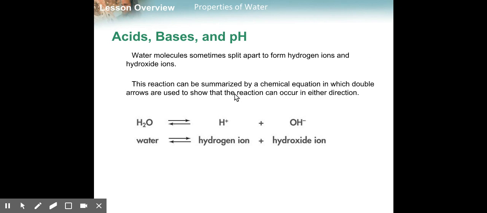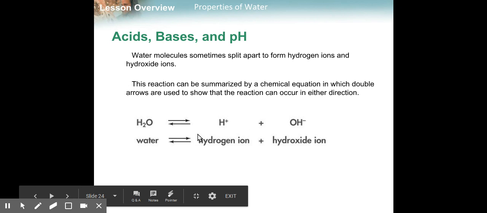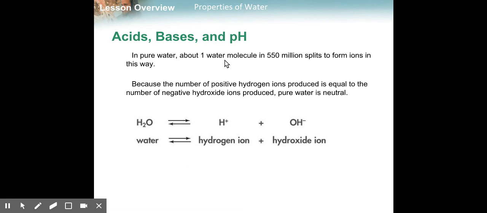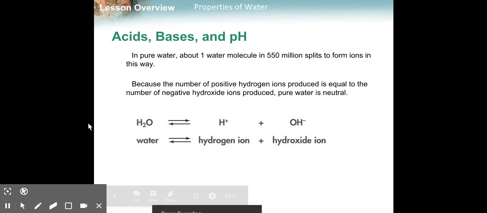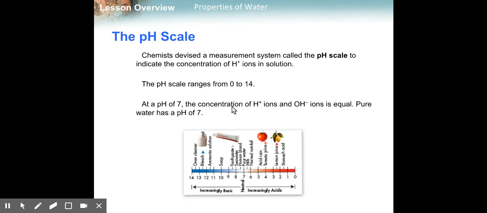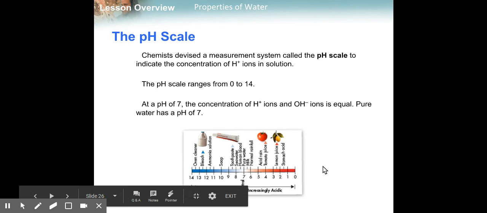Water molecules split apart to form hydrogen and hydroxide ions. There's a chemical equation. In pure water, about 1 in 550 million molecules will split up like this. The pH scale measures the concentration of hydrogen ions in a solution. It goes from 0 to 14. Hopefully you've seen this before.